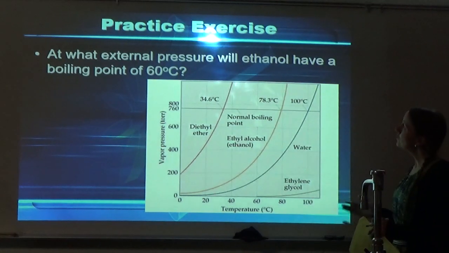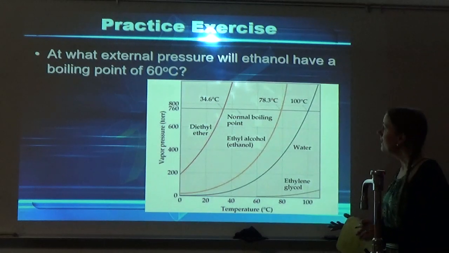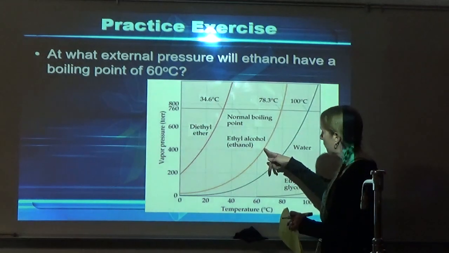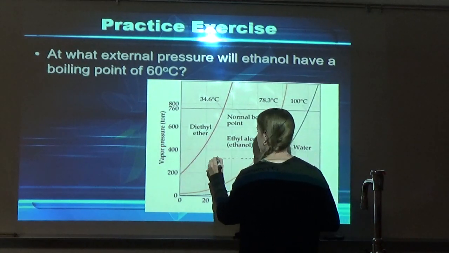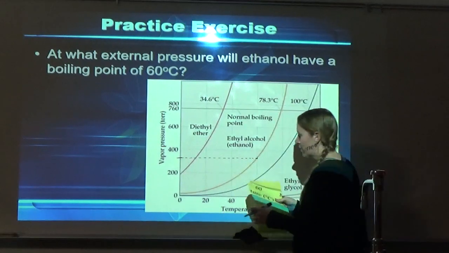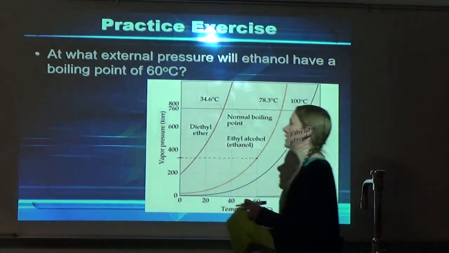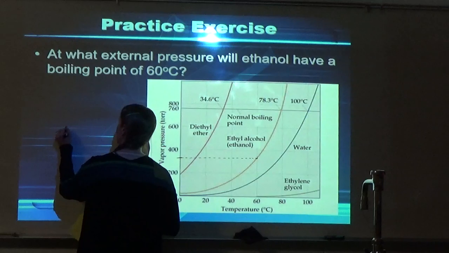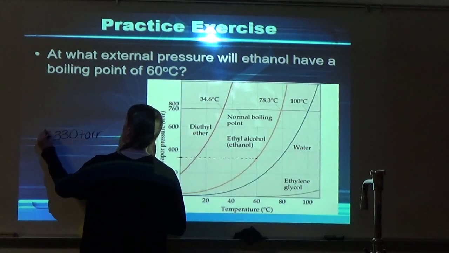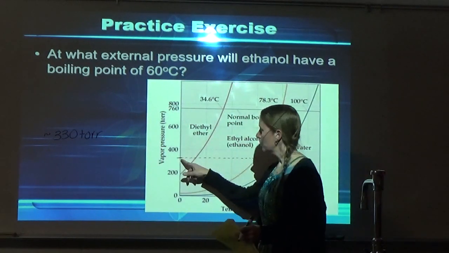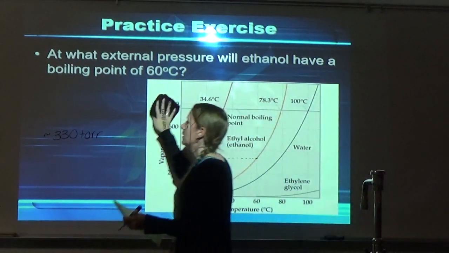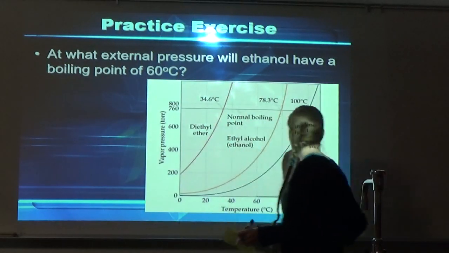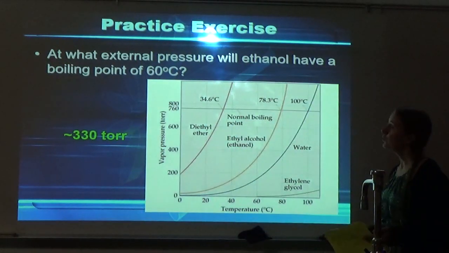It says, at what external pressure will ethanol have a boiling point of 60 degrees Celsius? So I find ethanol. Here's ethanol. We want a boiling point of about 60. I go up here, and then I go across like this. So we're about right here. I put about 330 torr, because of course my pressure on here is torr. If you look, 300 would be about right here, so I put about 330. We'll see if I put that on my PowerPoint. Oh, I did, about 330.